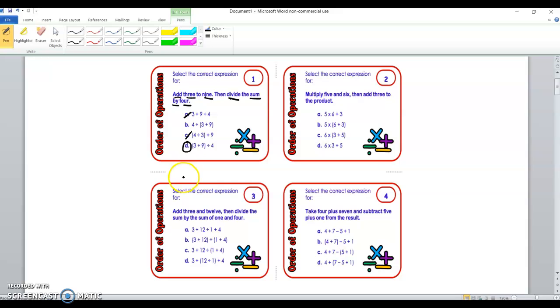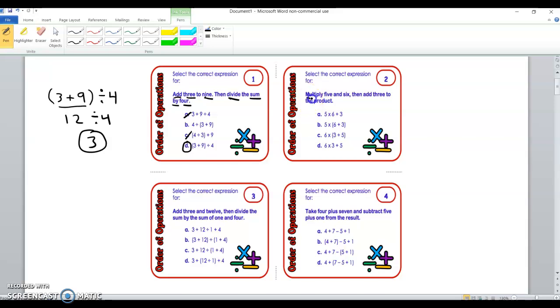If you want to push your thinking a little bit further, we can actually evaluate the expression. Let's do this on the side. We have, in parentheses, 3 plus 9, and then divided by 4. 3 plus 9 is 12, and then divided by 4. 12 divided by 4 is going to be 3. The value of this expression is 3. Let's move on to the next one.